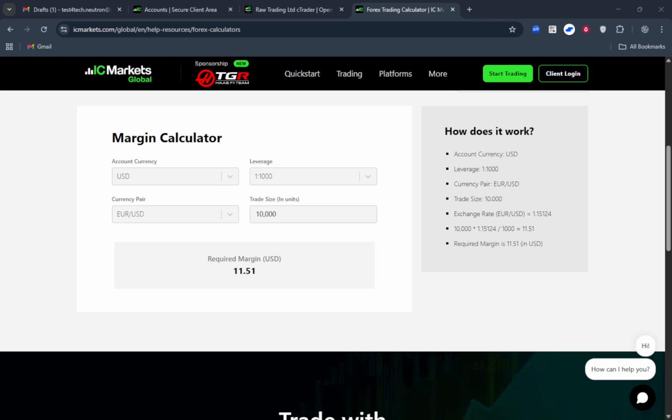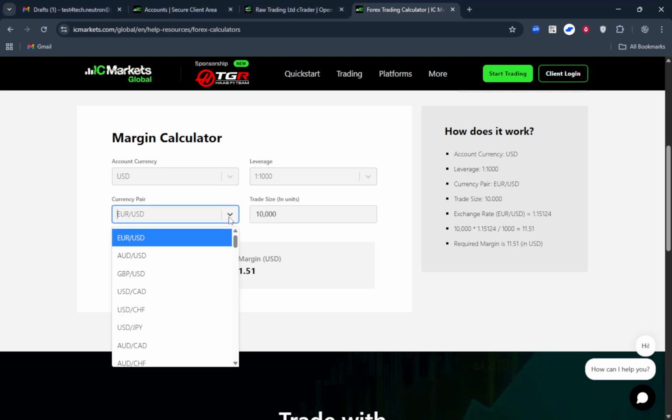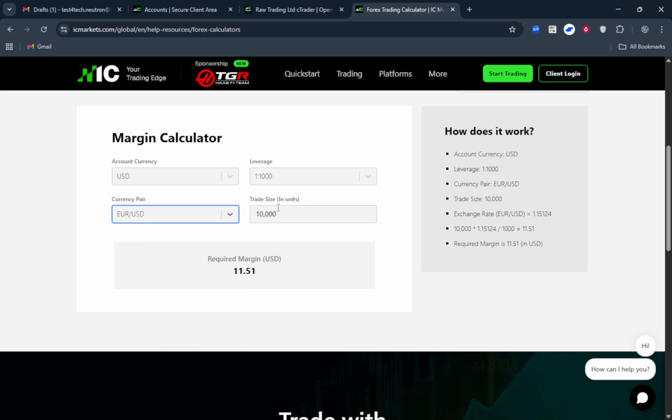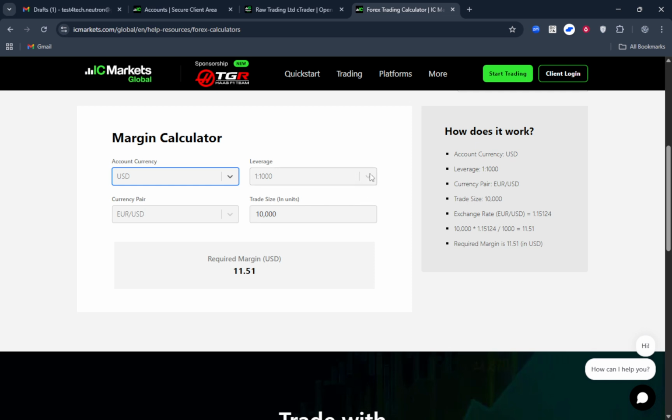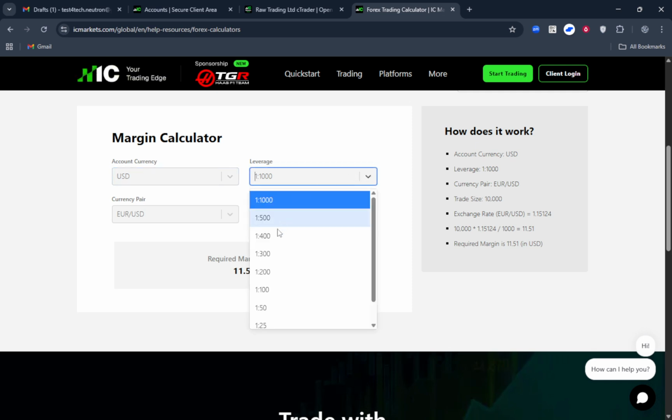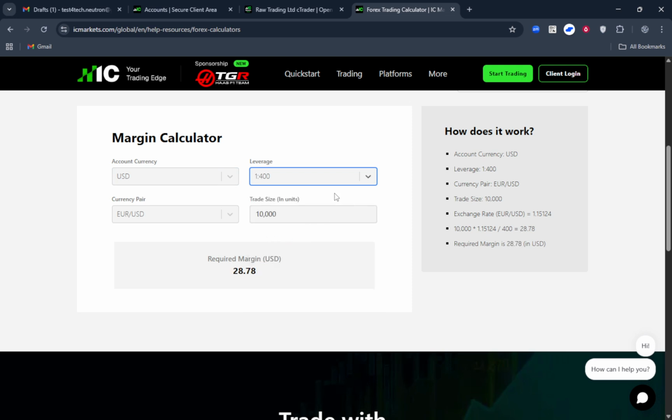Select your currency pair, like EUR USD or GBP JPY. Pick your account currency, which is the currency your trading account is denominated in, such as USD or EUR. Set your leverage to match your account, for example, 1:100 or 1:500. Then enter your trade size in lots. Remember, one standard lot equals 100,000 units, 0.1 lot is 10,000 units, and 0.01 lot is 1,000 units. If your account currency differs from the quote currency of the pair, the calculator will typically handle the conversion automatically.